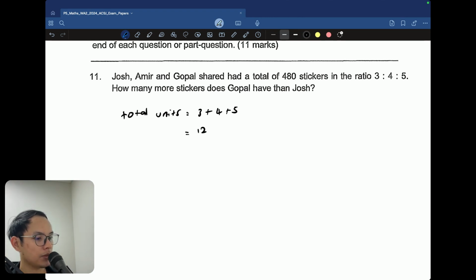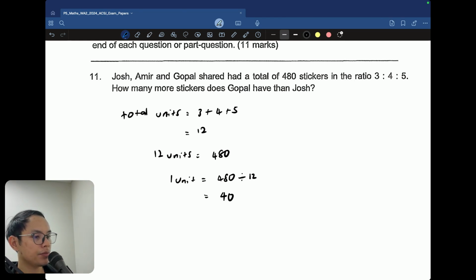Okay, so total units is equal to 480 as well, right? So total units, we have 12 units is equal to 480. So 1 unit is equal to 480 divided by 12, and the answer is 40. So now we know 1 unit, how many stickers there are.